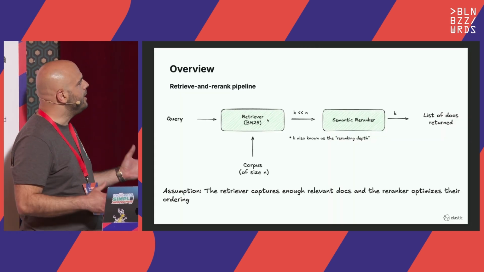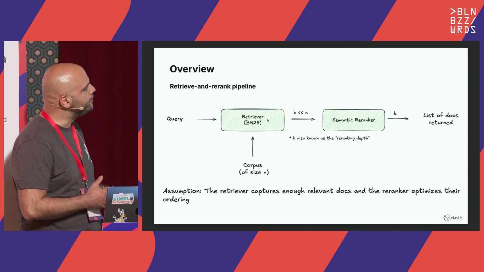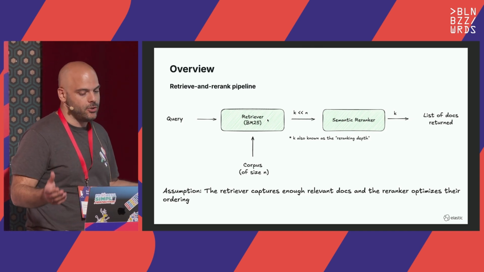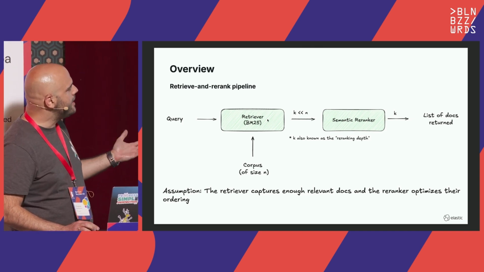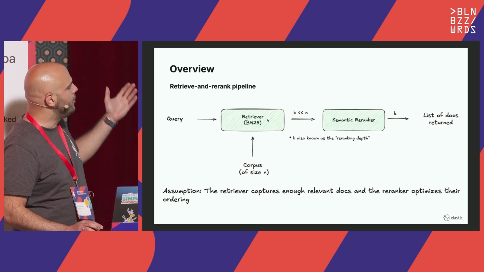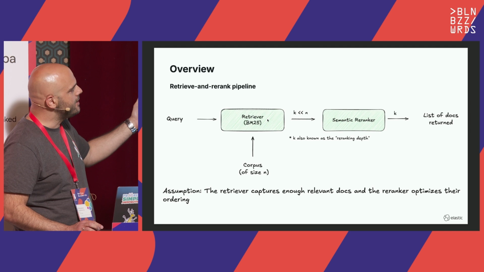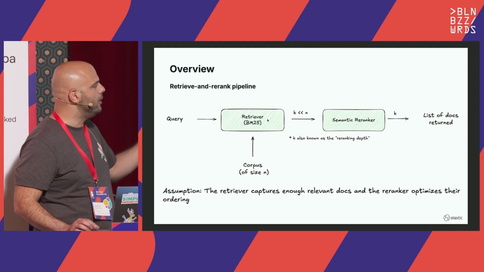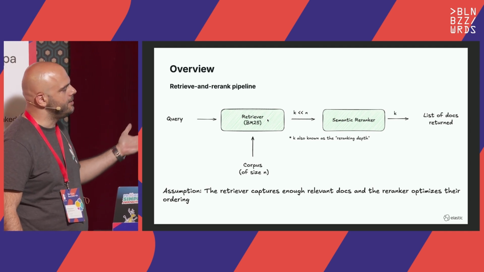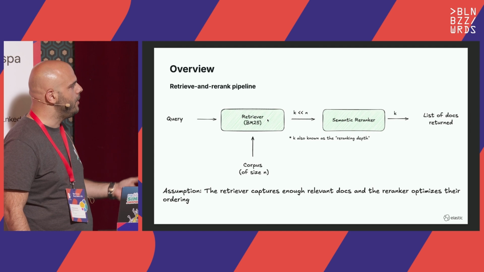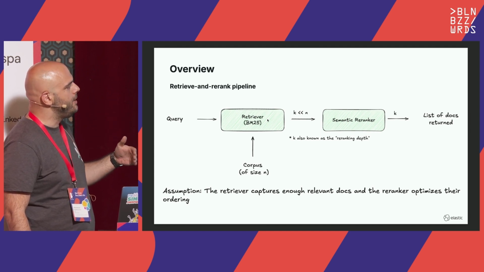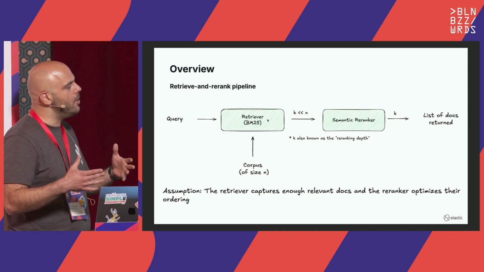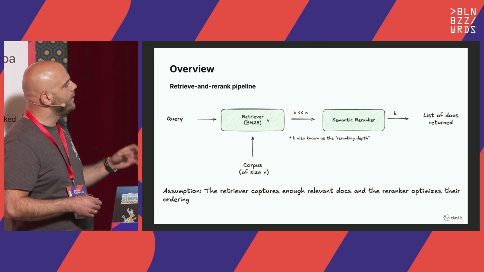So here we're dealing with a retrieve and rerank pipeline. We have a corpus of size n, where n can be millions of documents. And at test time, we have a query coming from a user. We have a retrieval system like BM25, where we draw k documents out of this n, where k is usually much smaller compared to n. And we pass those documents into a semantic reranker, and our goal is to optimize their ordering. So more relevant documents should be pushed to the top.